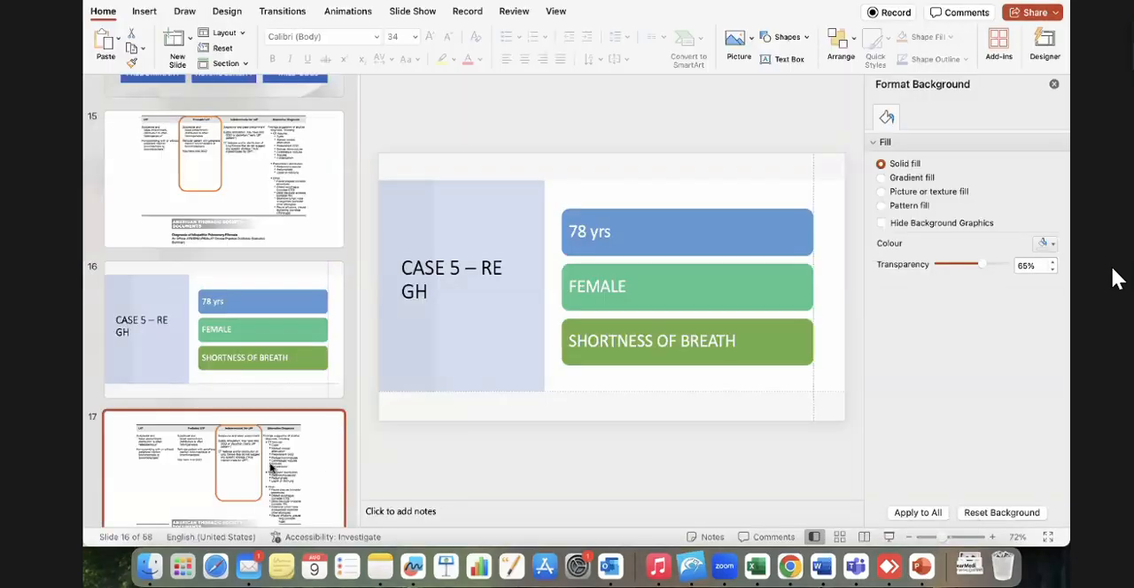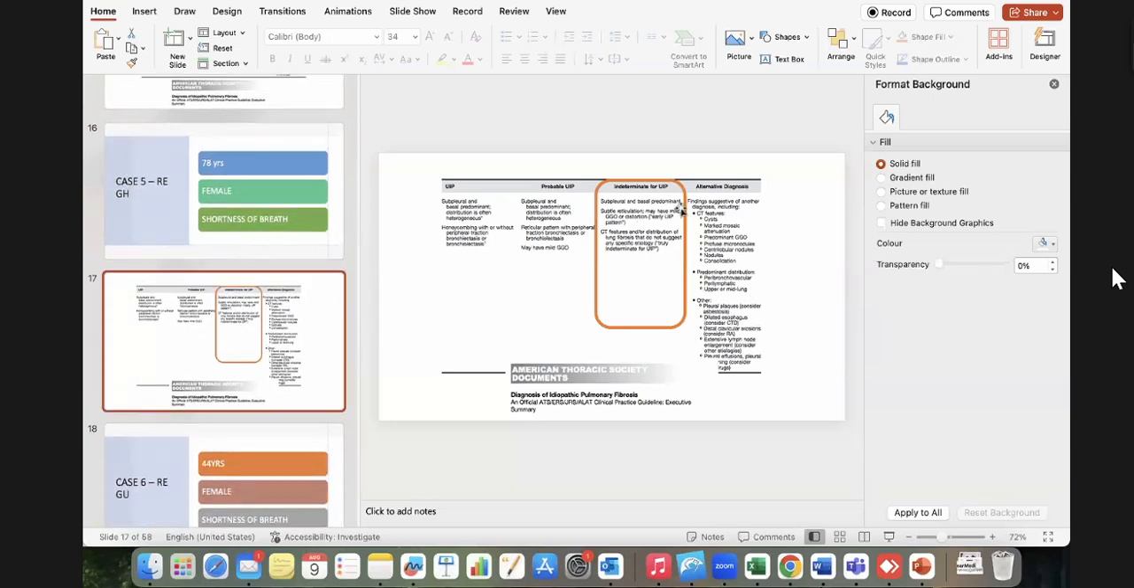So this category, indeterminate for UIP: subpleural basal predominant, subtle reticulation, may have mild GGO, which is the early UIP pattern, or CT features and distribution of lung fibrosis that do not suggest any specific etiology, truly indeterminate. So this is that one basket in which you can put things which you are not sure about, but don't put something which goes into the other categories.